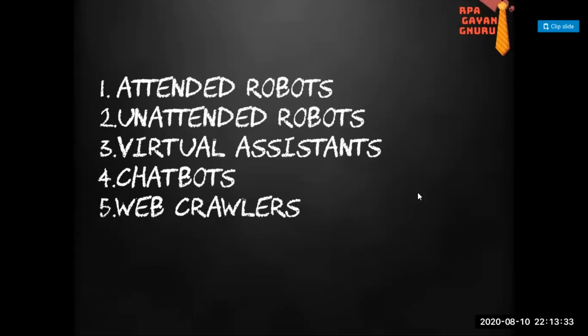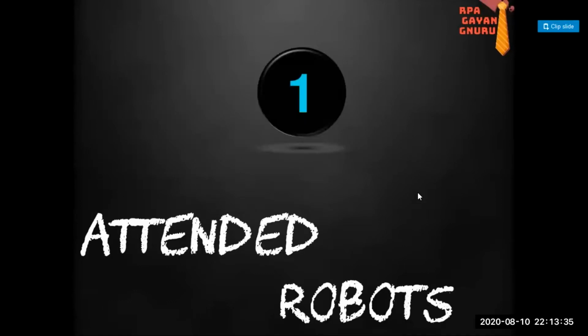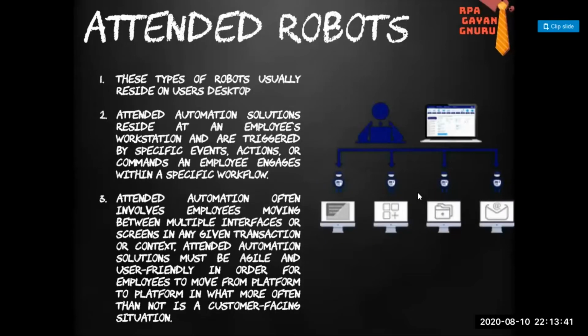Let's look at attended robots. So at number one are attended robots, and these are programs that are actually controlled by users. That is why they reside on users' desktops. Attended automated solutions reside on an employee's workstation and are triggered by specific events, actions, or commands. What this really means is they are in control of the individual employee. They reside on the machine of employees, and employees usually invoke them for a specific reason.